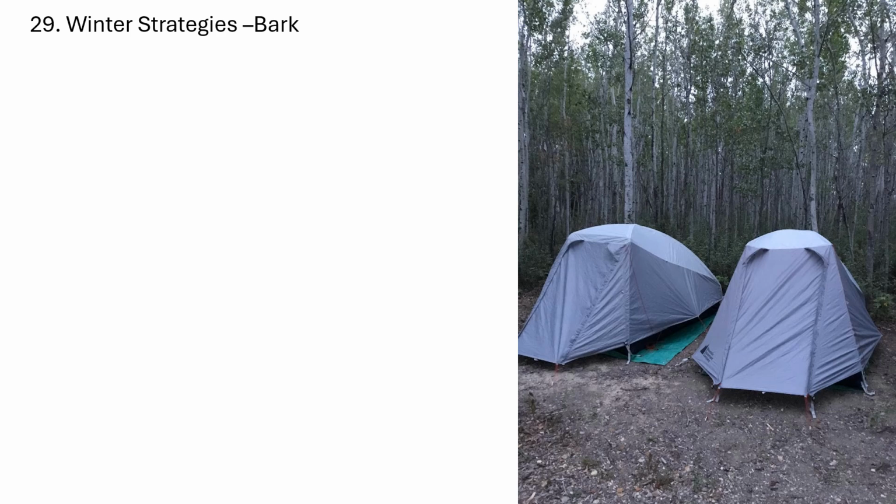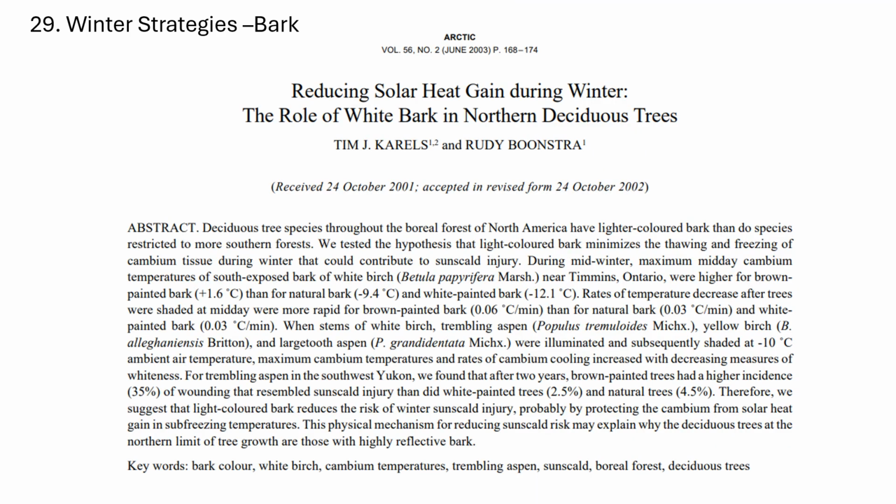And if you're interested in reading more, I've included this. You can find this journal online. It's the journal called Arctic, and there's a publication in here that I've snipped the abstract out of. It's entitled Reducing Solar Heat Gain During Winter, the Role of White Bark in Northern Deciduous Trees. So why might you want to reduce solar heat gain in the wintertime? Well, it's because you're trying to limit the risk of winter sun scald.